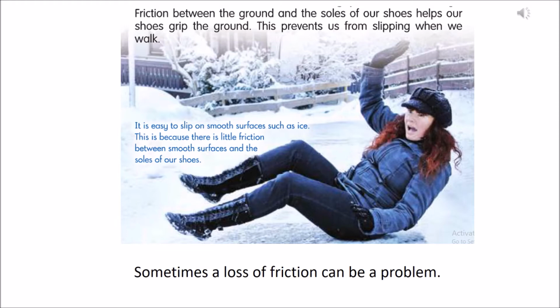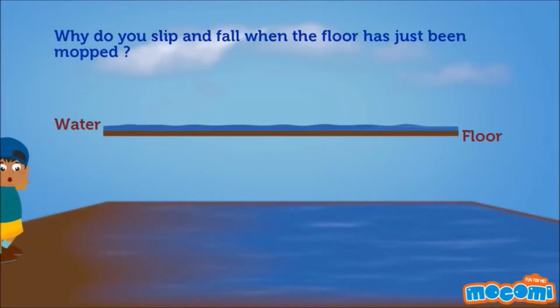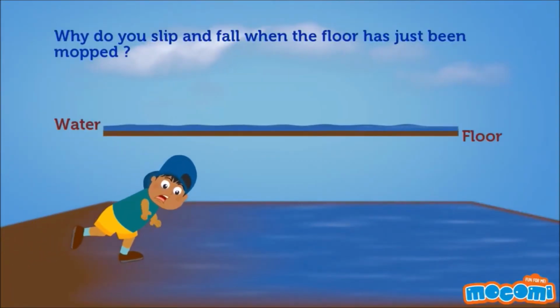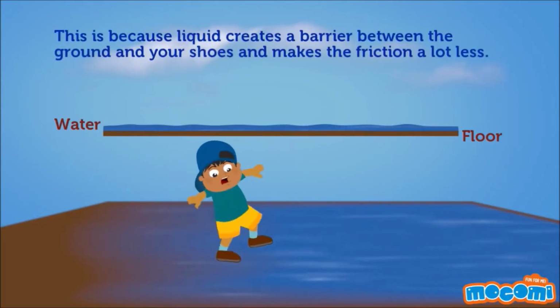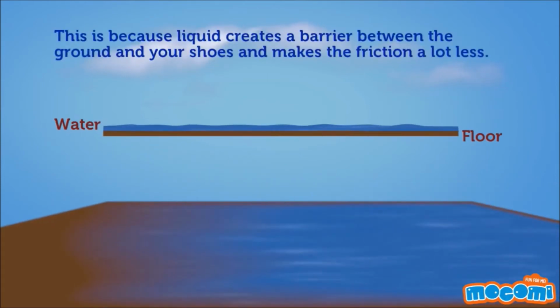So sometimes a loss of friction can be a problem, like in this situation, where the woman has slipped over on a smooth surface such as ice. This is because there is little friction between the smooth surfaces of the soles of our shoes and of the ice. Why do you slip and fall when the floor has just been mopped? This is because liquid creates a barrier between the ground and your shoes and makes the friction a lot less.